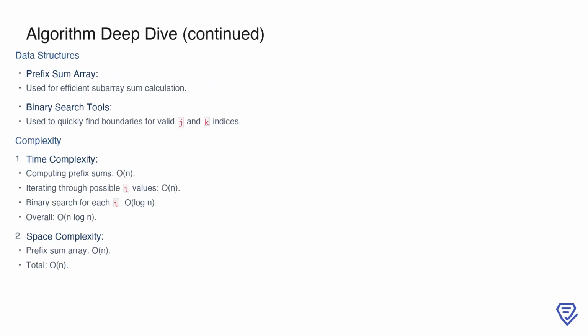The solution relies on two key data structures, the prefix sum array and binary search tools. The prefix sum array allows us to calculate subarray sums in constant time, while binary search helps efficiently determine the boundaries for valid middle subarrays. Together, these structures enable the algorithm to run in n log n time. Specifically, computing the prefix sums takes n, iterating through all possible endpoints for the left subarray takes n, and performing binary searches for each endpoint adds a logarithmic factor, resulting in a total time complexity of n log n. The space complexity is n, due to the prefix sum array.